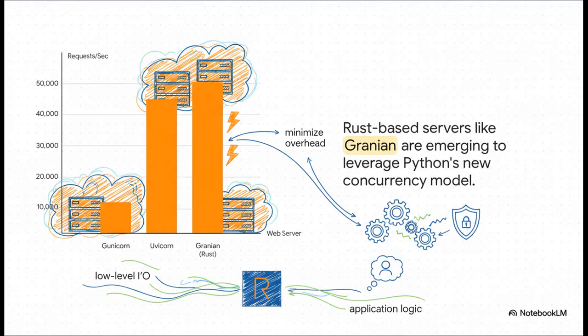You know, the server landscape is already starting to shift. We're seeing these new super fast Rust-based servers like Granian pop up. They're specifically designed to take advantage of Python's new concurrency model and just minimize all the overhead. They handle all the low-level networking stuff in Rust, which is blazingly fast, and let Python do what it does best, the application logic. And the performance numbers are pretty incredible.